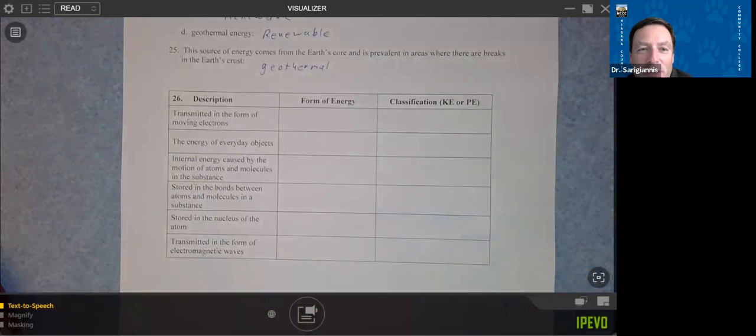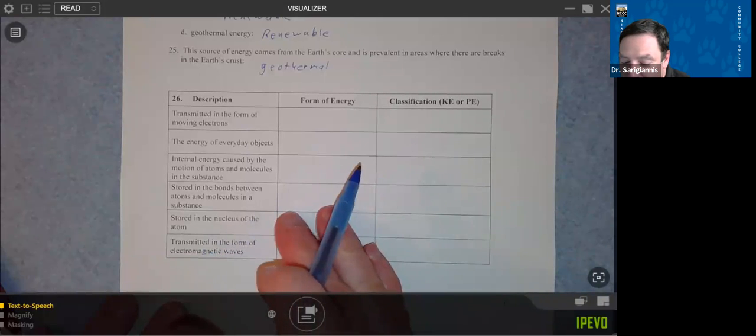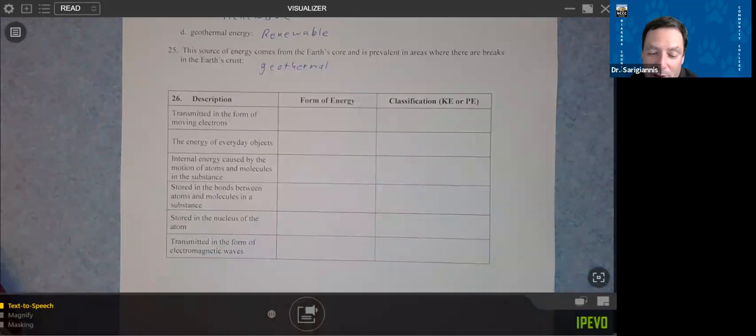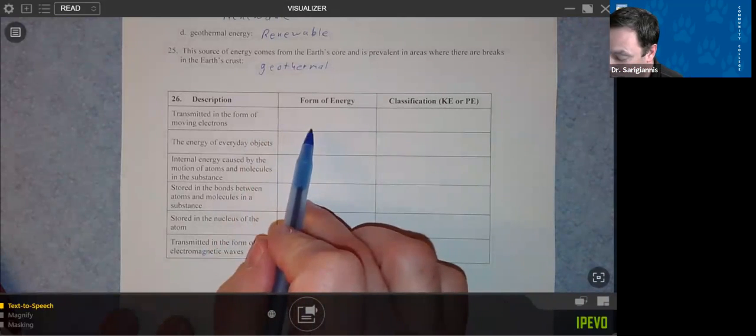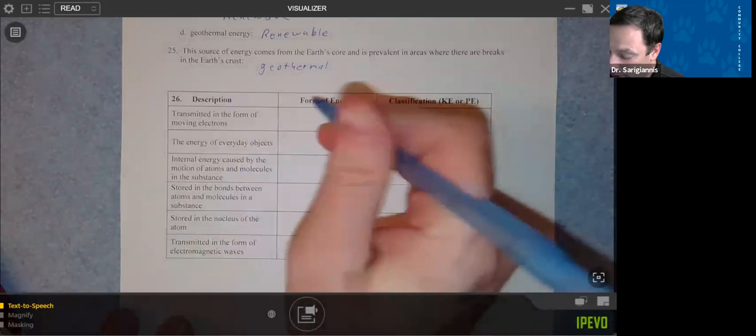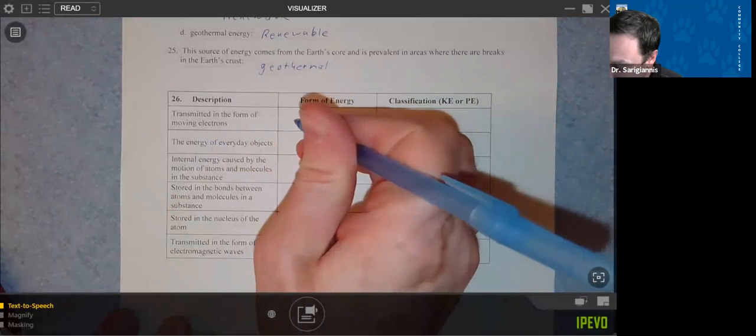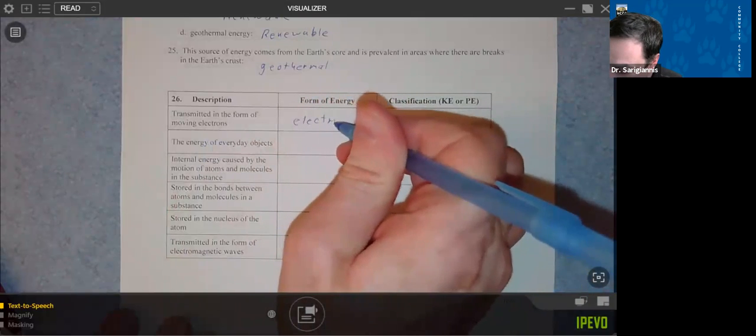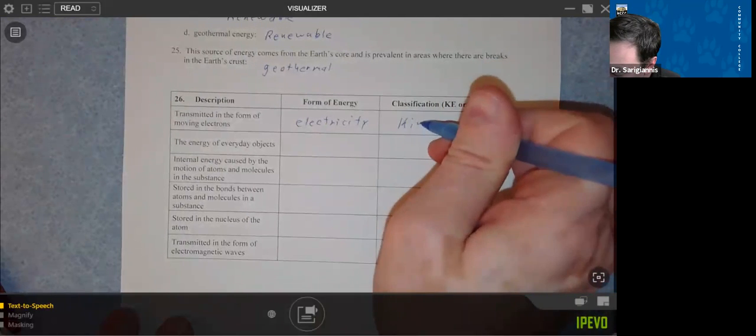All right, number 26. I'm just going to go through these. I'm going to talk about the form of the energy and then the classification if it's kinetic energy or potential energy. So again, take a minute, try to guess each one before I go ahead and write it. So the first one, again, pause your video and figure out what it is. All right, so the form of energy here is electricity, moving electrons. And that is energy in motion. So this is kinetic energy.